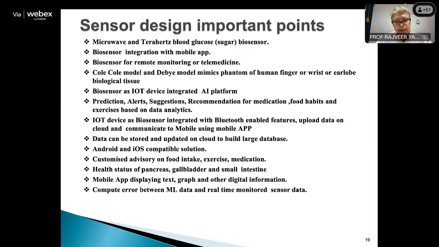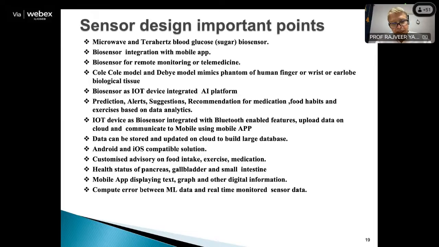The health status of some important organs such as the pancreas, gallbladder, and small intestine can also be integrated into this mobile app. The mobile app displays text, graphs, and other digital information. So it becomes handy to the person who is using this particular sensor.